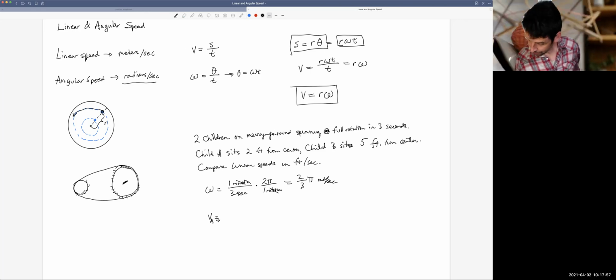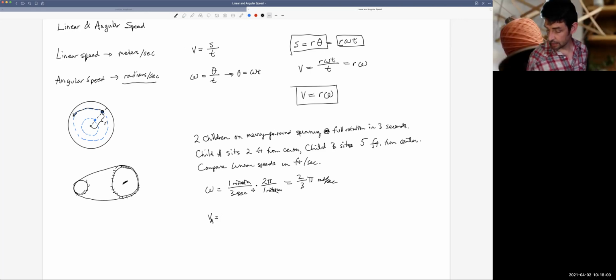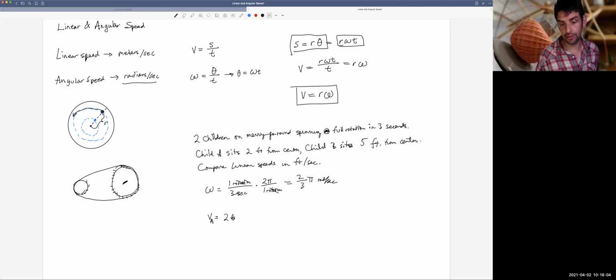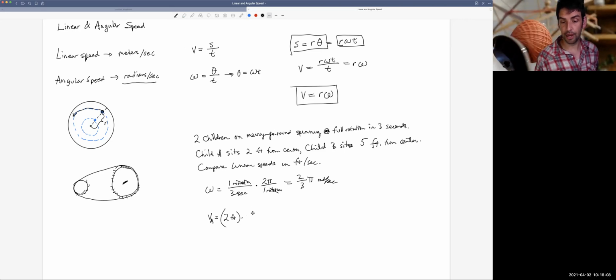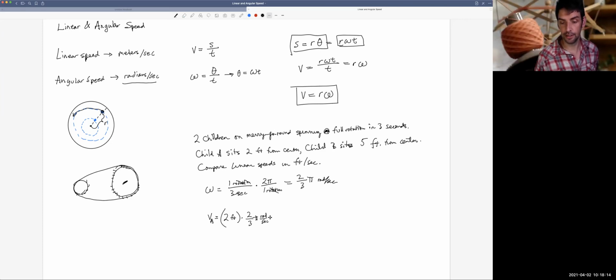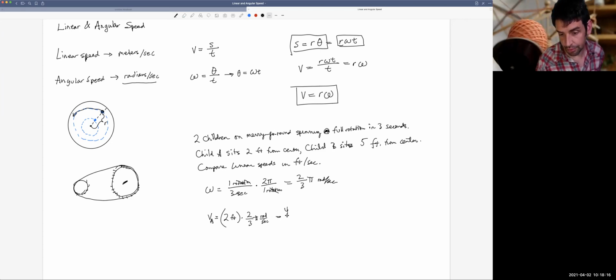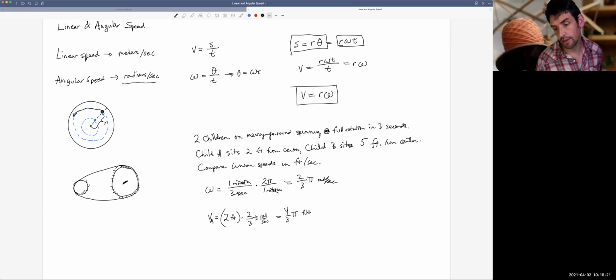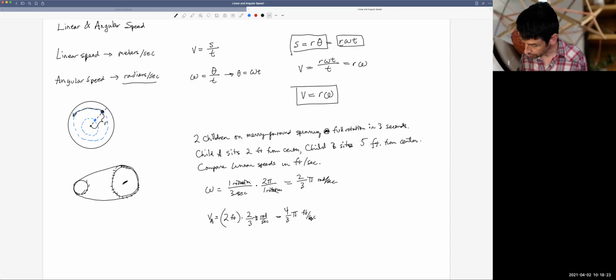Okay, child A, we're just going to take the radius. So this child is 2 feet from the center, multiply it by omega, which we now know to be 2/3 pi radians per second. Multiplying across, we get 4/3 pi feet per second, right?